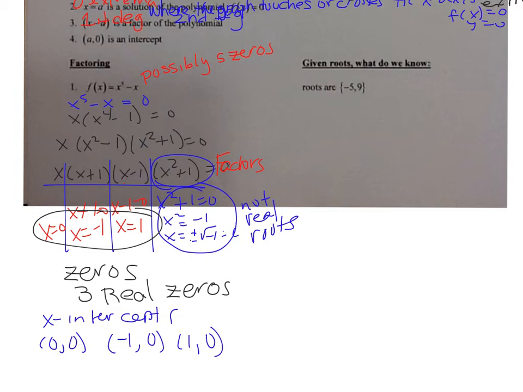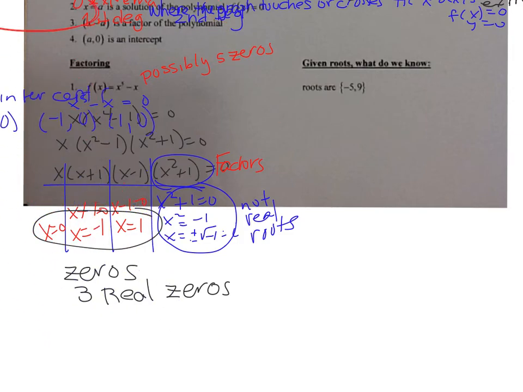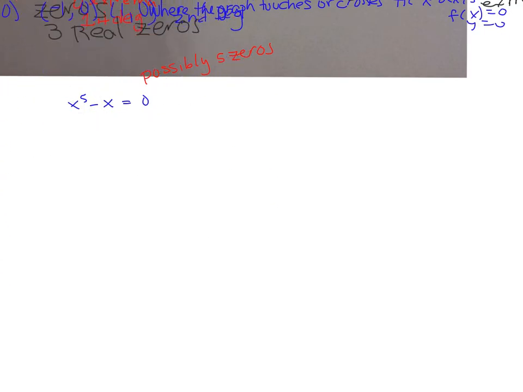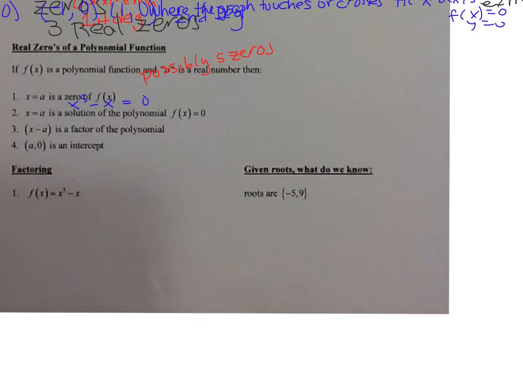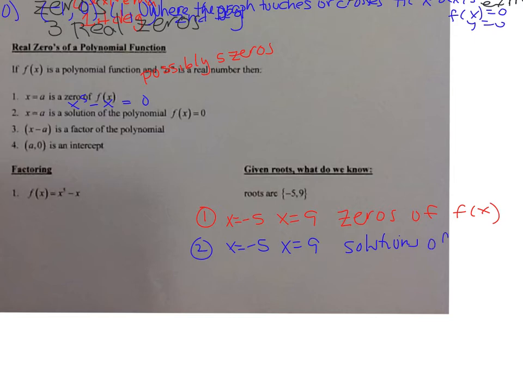Okay, so now over here on the right, if you're just giving the roots, negative 5 and 9. So I'm giving you this here. So this is what I know. Number 1, I'm going to move all this stuff out of the way actually. All right, so one of the things I know is this. Number 1, x equals negative 5 and x equals 9 are zeros of f of x. Another thing I know is this. X equals negative 5, x equals 9 are solutions of f of x equals 0.